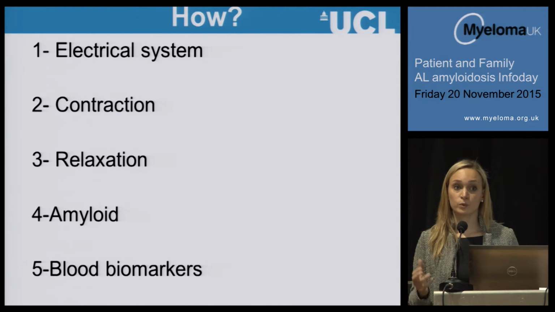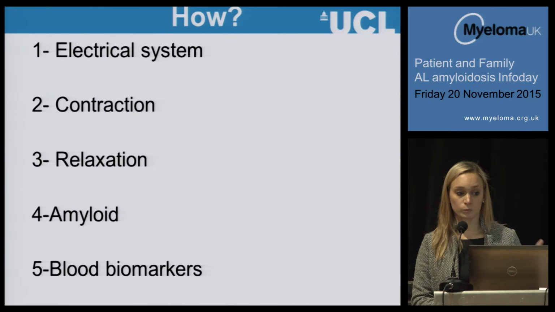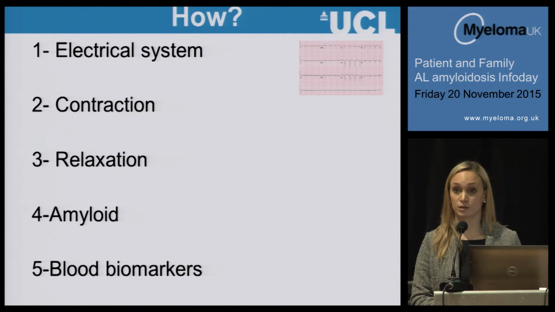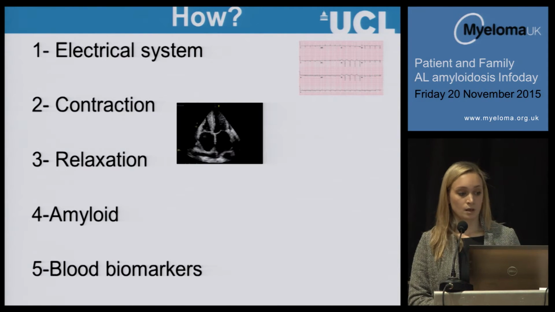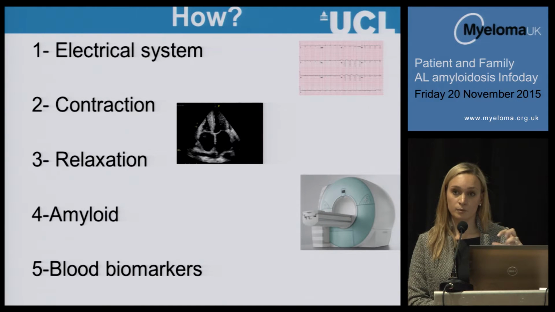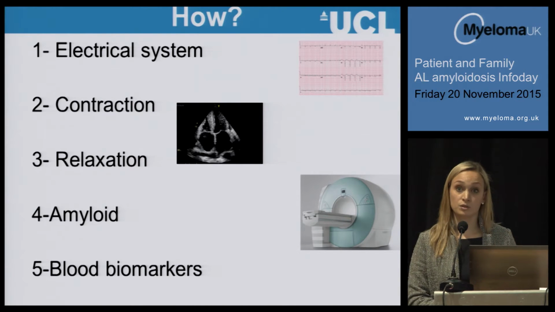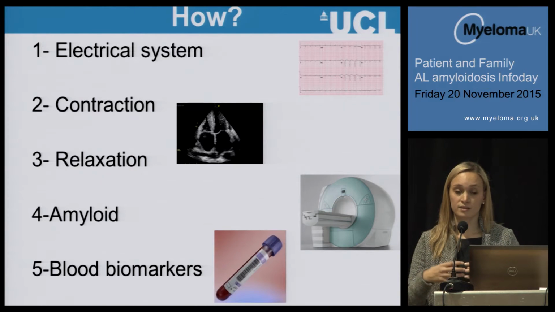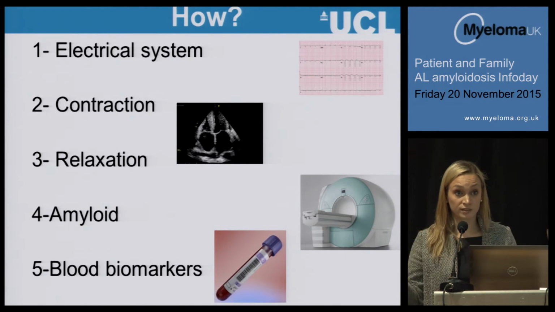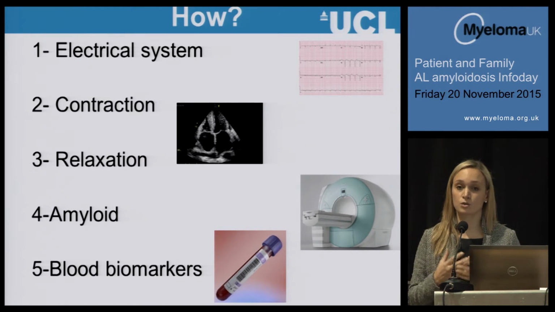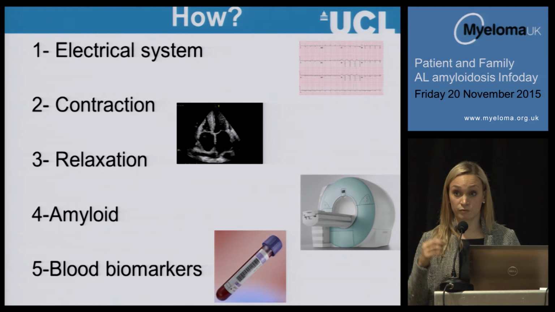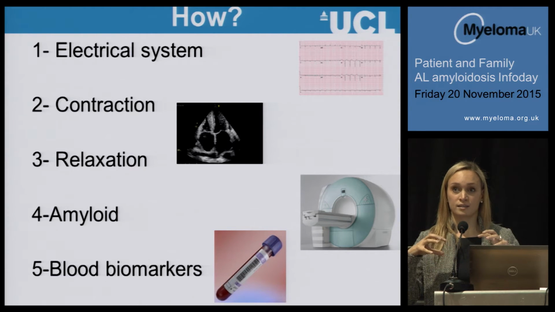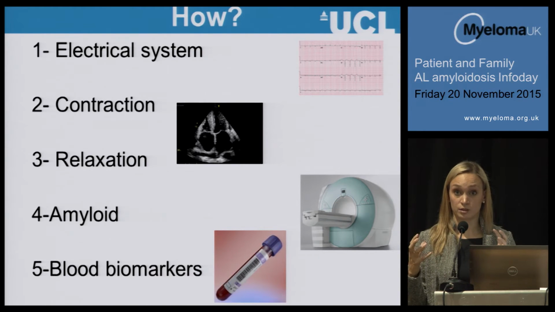So how do we do that? First of all, we can check the electrical system with a simple ECG. For the contraction and relaxation, we use echocardiogram. To see the amyloid and quantify the amyloid burden, we use cardiac MRI. And to understand the interaction between the heart and the rest of the organism, we have very good cardiac biomarkers that are very useful.